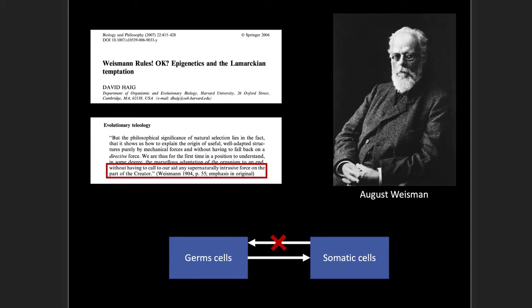And Weismann makes this clear. If we allow for Lamarckianism, if we allow for the inheritance of acquired characteristics, if we allow for this backwards arrow here, if the Weismann barrier doesn't prevail, then we're opening up the door to this supernatural intrusive force on the part of the Creator, and that is not going to work. You see how important religion is in evolutionary thought. It runs all through evolutionary thought.